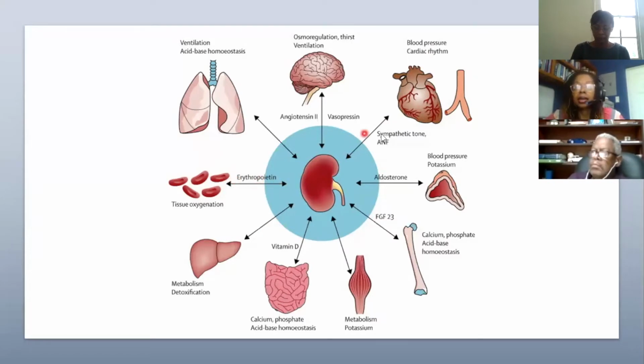So, as I said, you don't have to remember all these things, but this is really just to give you an idea of just how important those two little organs are.